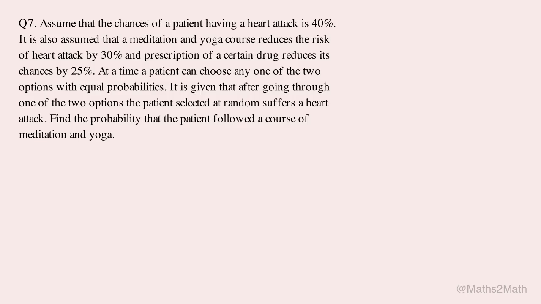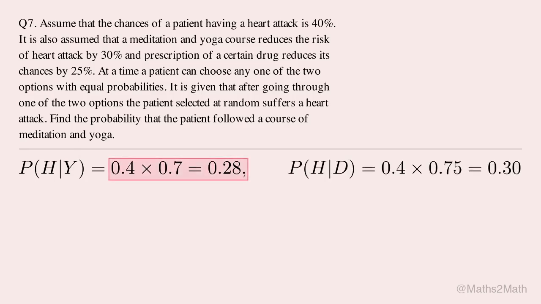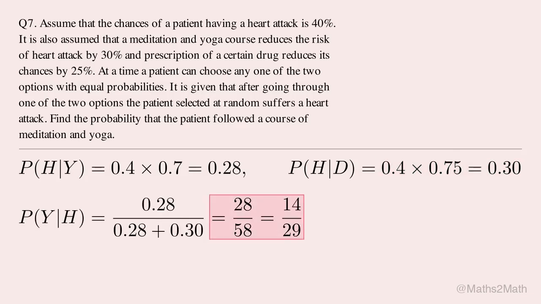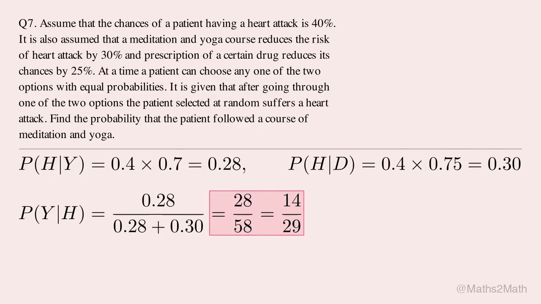Question 7. 2 treatments, 2 reduced risks. An attack happened. Which option was chosen? Yoga cuts the risk to 0.4 times 0.7, 0.28. The drug cuts it to 0.4 times 0.75, 0.30. With equal priors, Bayes gives 28 over 58, 14 over 29.